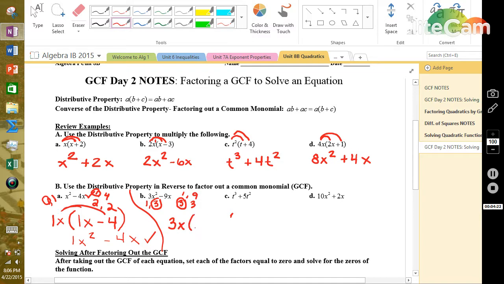Now we have to see what's left over. 3 times what gives me 3 back? The answer is 1. There was 2 x's. I took 1 away, so there's 1 x left over. Now I have to see 3 times what will give me a negative 9. Well, that would be negative 3, because 3 times negative 3 is negative 9. I had an x, but I pulled 1 out, so there's no x's left over.